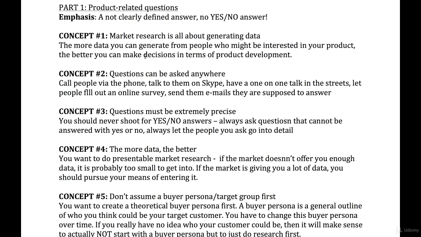They say, okay, I can only ask questions, for instance, via the phone. And of course, this is rubbish. You can ask questions anywhere. You can literally go to the next shopping mall, sit down, and basically ask everyone who sits next to you.